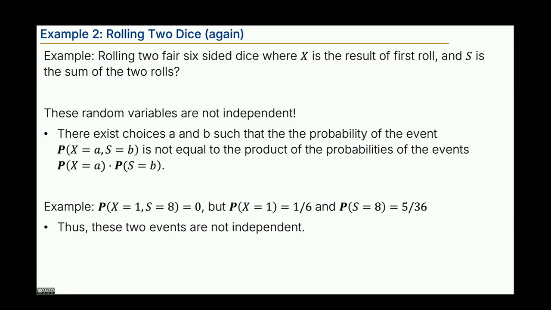However, the probability x equals 1 is a sixth, and the probability that the sum is 8 is 5/36, which I just know from playing the game Settlers of Catan, but those don't multiply together to give you 0, so they're not independent. Any questions about that?